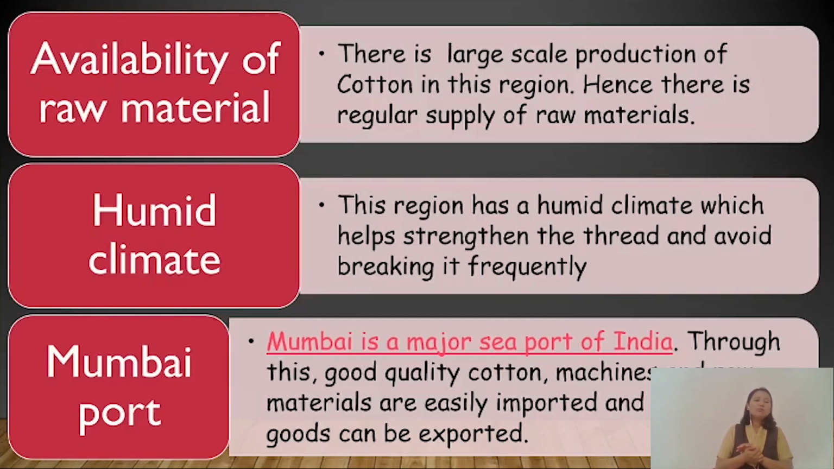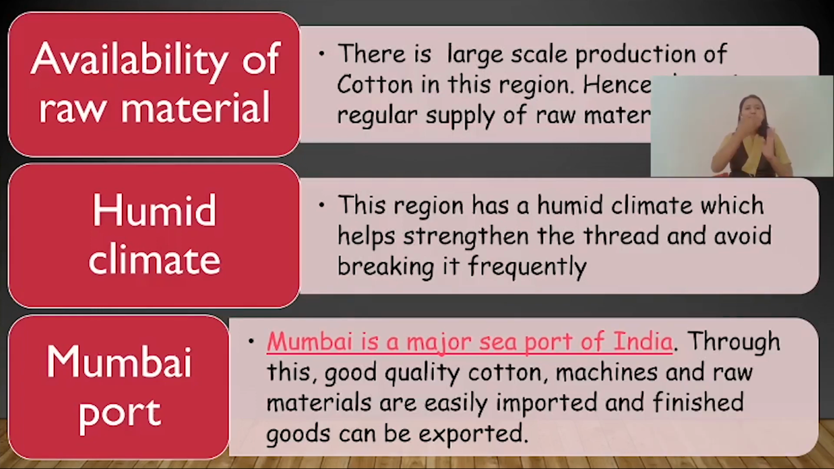The third reason is Mumbai port. In Maharashtra, an important, major port lies there. This Mumbai port is very important for the cotton textile industry because with the help of this port, industry owners used to import and export different goods. They imported good quality cotton and also imported advanced machines from other areas for their industry.